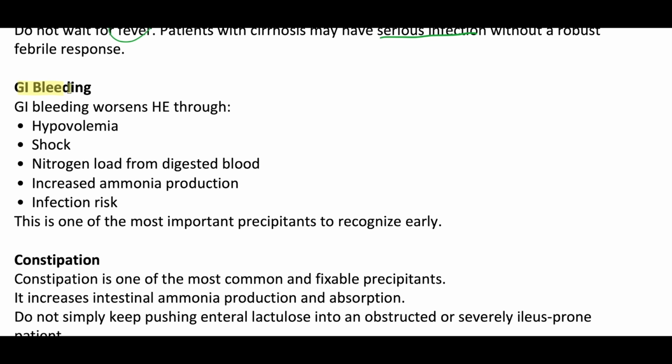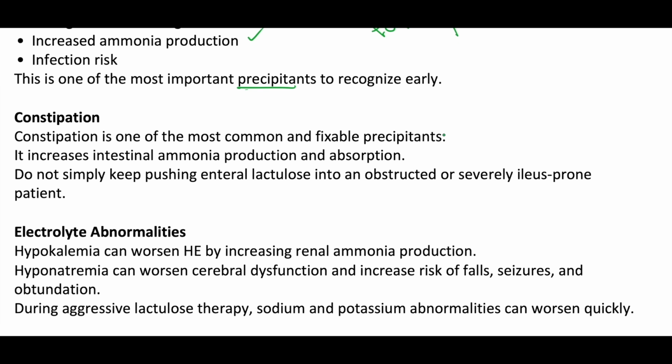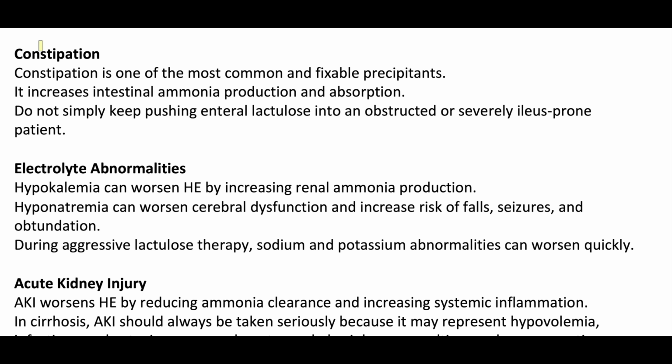Another big one, right? GI bleeding worsens hepatic encephalopathy because you get hypovolemic, you lose hemoglobin. You also get more of a nitrogen load from digested blood, which can increase ammonia production. And this is, again, one of the really important precipitants to recognize early, right? Get that complete blood count, look at the stool for any signs of bleeding or blood, talk to the family about if there's been any bleeding or blood in their stool recently. This is one of those critical ones that you shouldn't just overlook or bypass or skip by. Constipation is another one. This is one that you might see, but maybe is not as common.